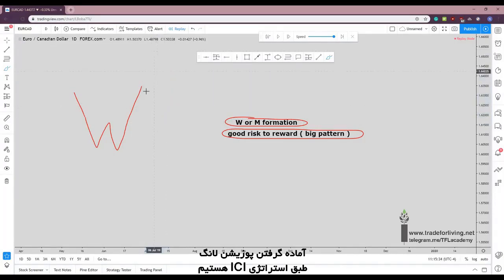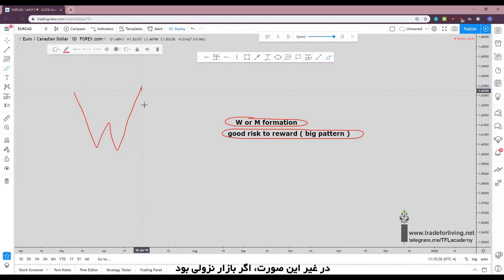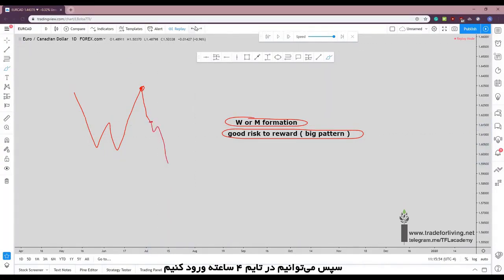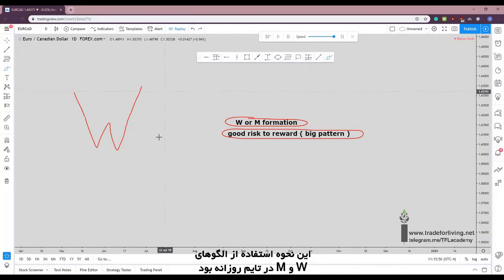On the other side, if the market is overall bearish, we will either take the entry before the market reaches the neckline, but once the market reaches the neckline, if we weren't able to take the entry, then we need to wait and see at least one candle close below the neckline on the daily time frame, and then we can take our trade in the 4 hours. So this is overall how you're supposed to approach W and M formations on the daily time frame.